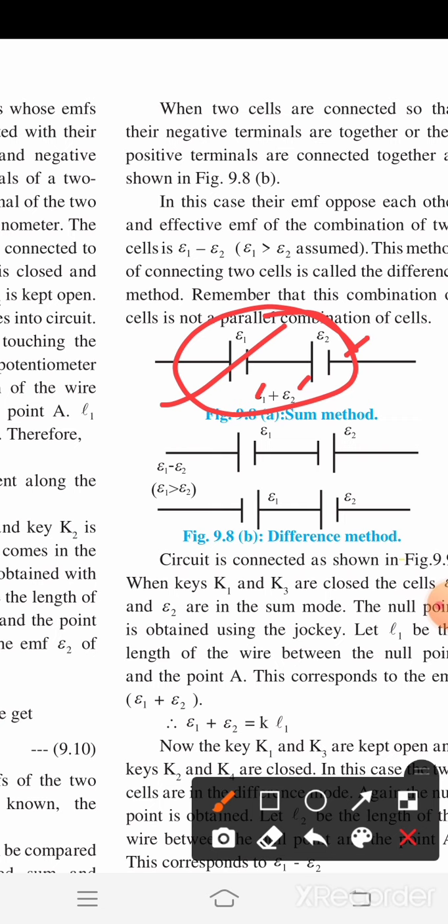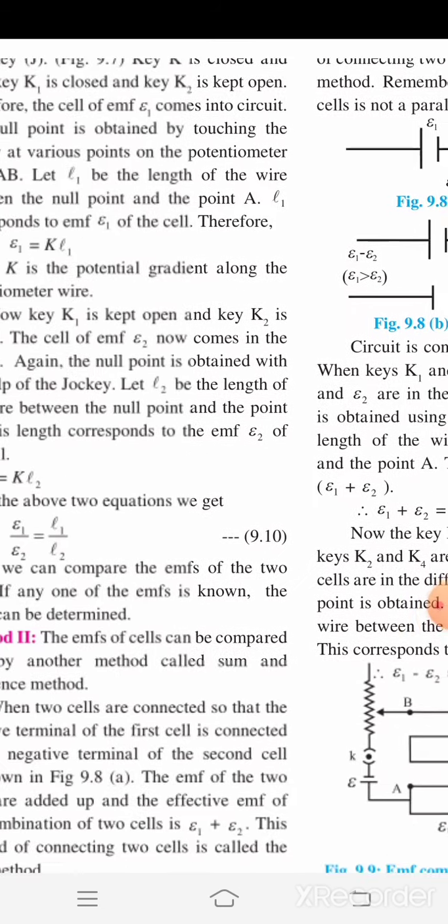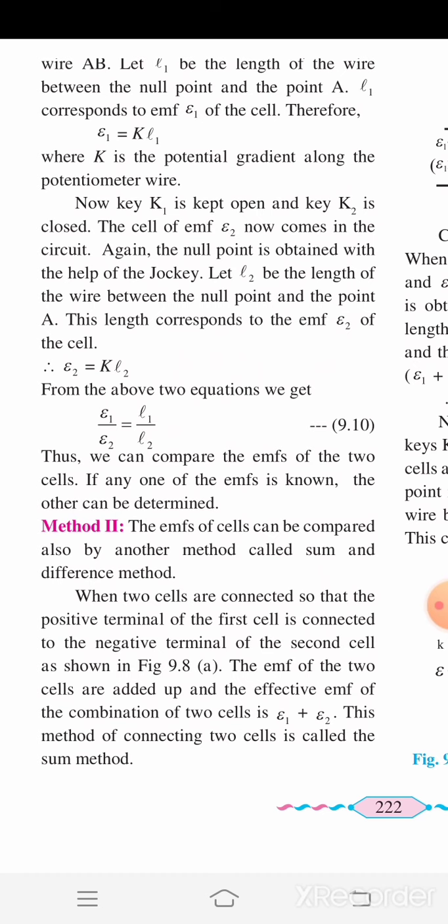In the second combination, the positive terminals of the cells are connected together and the negative terminals are connected together. Figure 9.8b gives us the difference method. Why is this the difference method? Because the effective EMF of the cells is given by the difference between the EMFs, E1 minus E2. So this second method is known as the sum and difference method to compare the EMF of two cells.